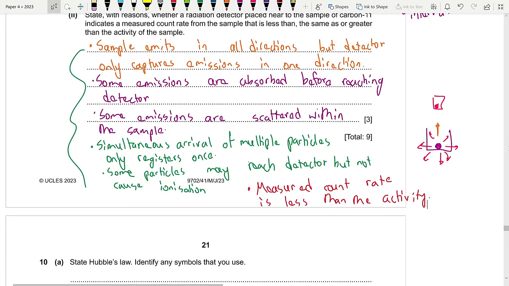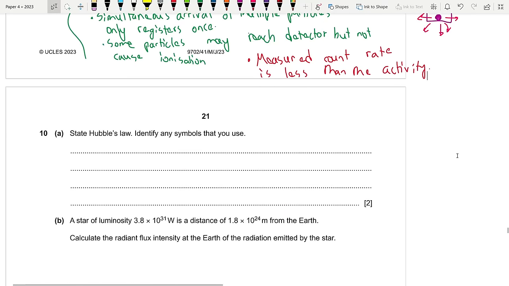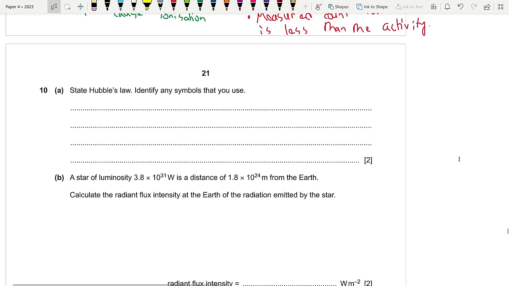Fine. Finally, we have reached the end of our paper, question 10. A huge paper, very taxing. I'm only doing this for your exam tomorrow. State Hubble's law, identify any symbols that you use. Very, very important.